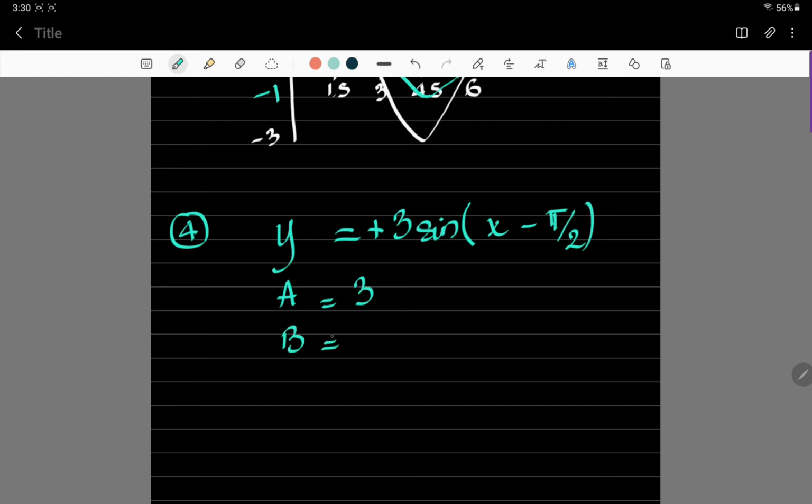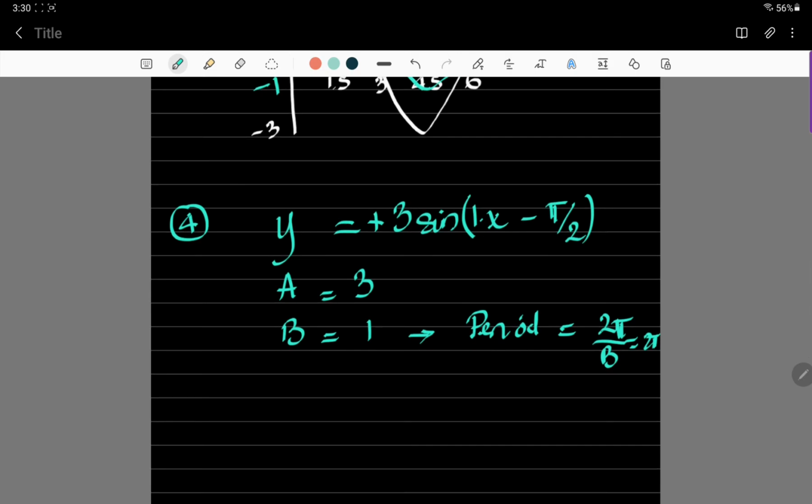By definition, B is the number of the coefficient next to x, so B is 1. So the period is the same. The period is still 2 pi. The period is the length of time, very different than the time. Next, if this is constant, then I can immediately solve for it.